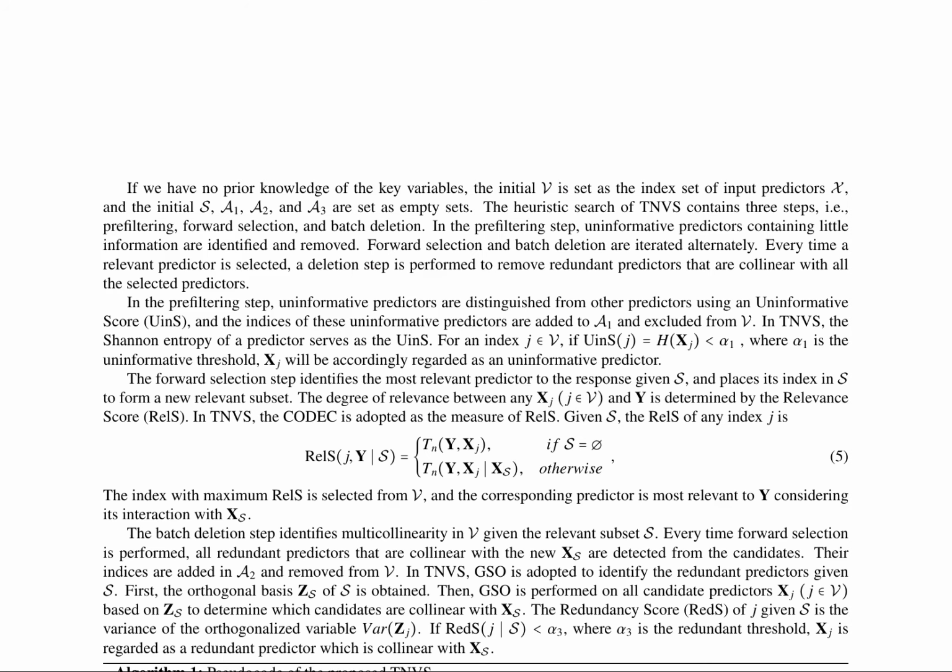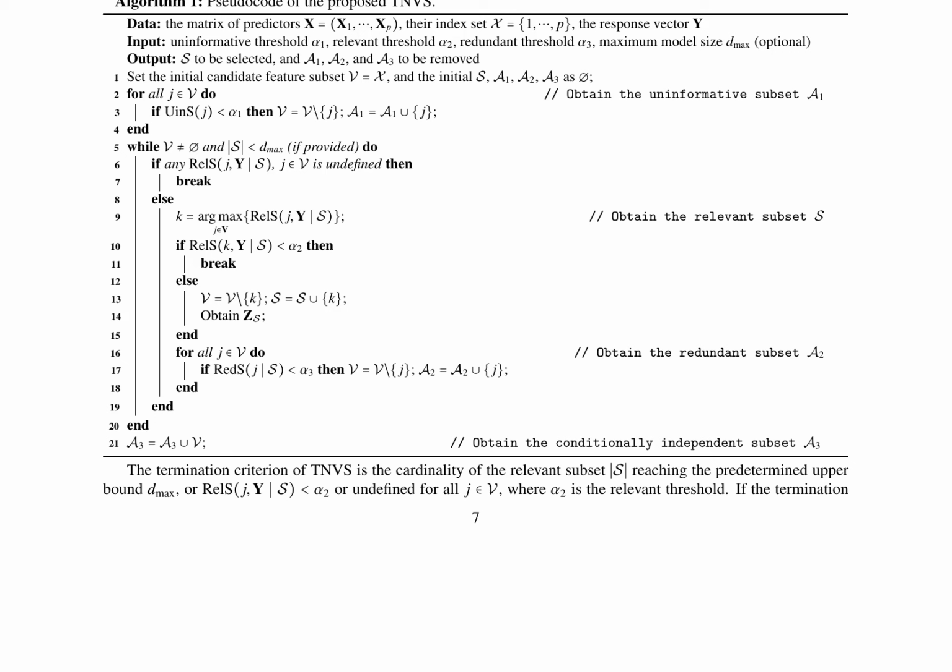The TNVS heuristic search involves three steps: prefiltering, forward selection, and batch deletion. In the prefiltering step, uninformative predictors are identified and removed based on their uninformative score. Forward selection involves identifying the most relevant predictor to the response given the current subset of selected predictors.